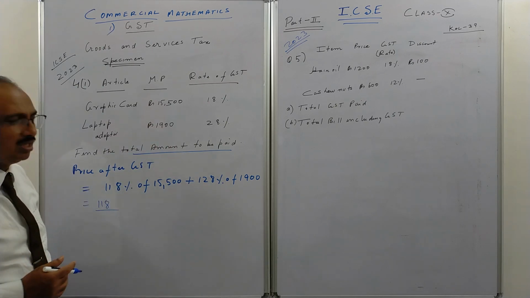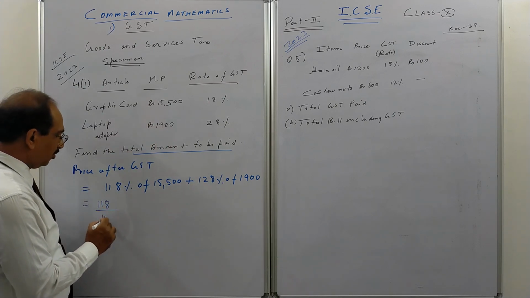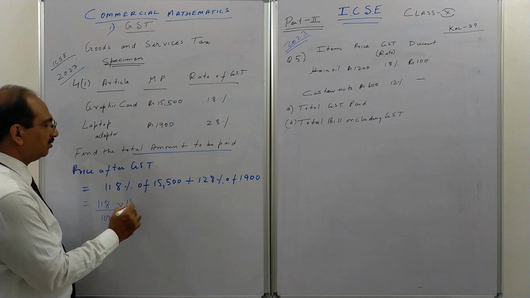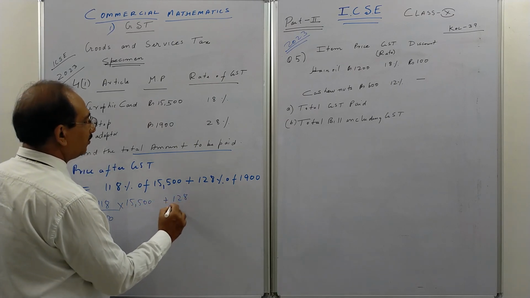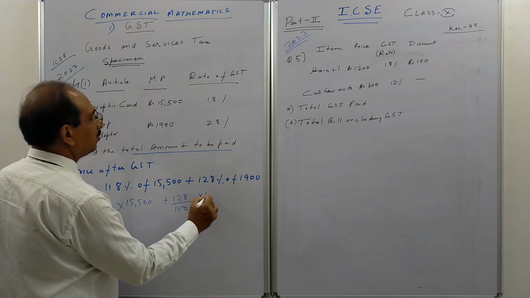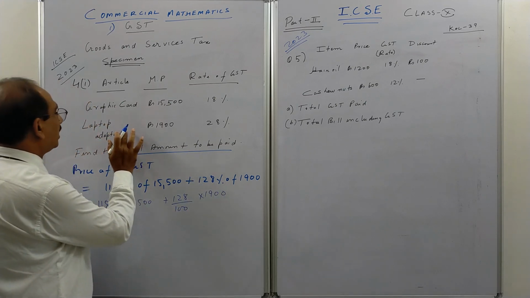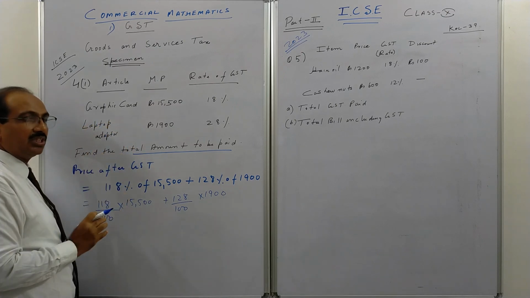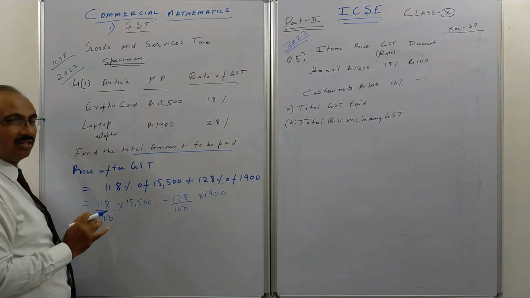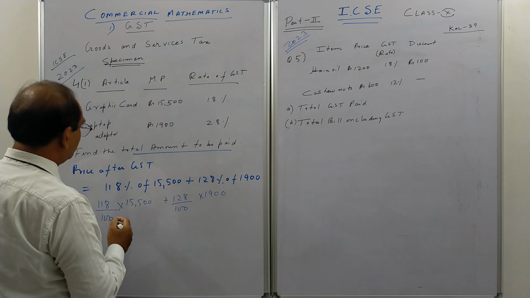So this is one step method upon 100. When percentage goes, 100 comes. 15,500 plus 128 by 100 into 1900. So this is the laptop adapter, children. Adapter means what we use for charging, and this is the graphic card we use in a laptop.